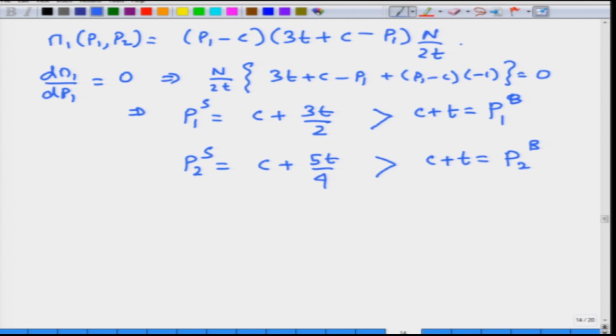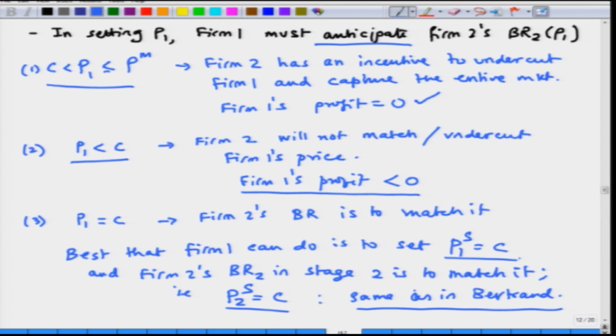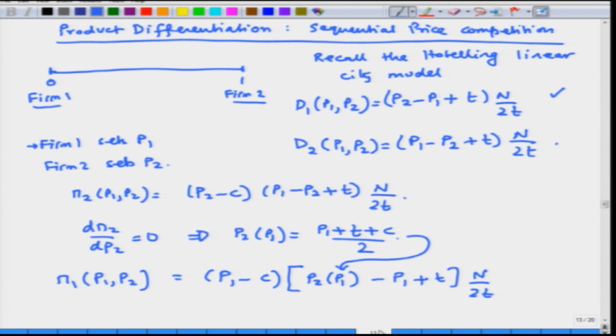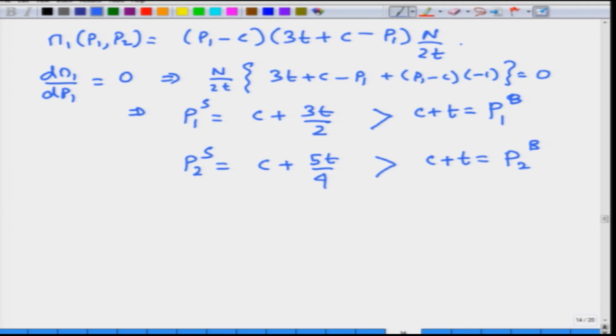So, what we now find is both the firms charge a higher price. Here prices are strategic complements: not just firm 1 charges a higher price than what it would have charged when it moved simultaneously, firm 2 also charges a higher price. Now, we can substitute these prices into the demand functions D1 and D2 and solve for the optimal quantities that the firms are producing, and then go back to the profit functions and figure out the profits of the two firms.